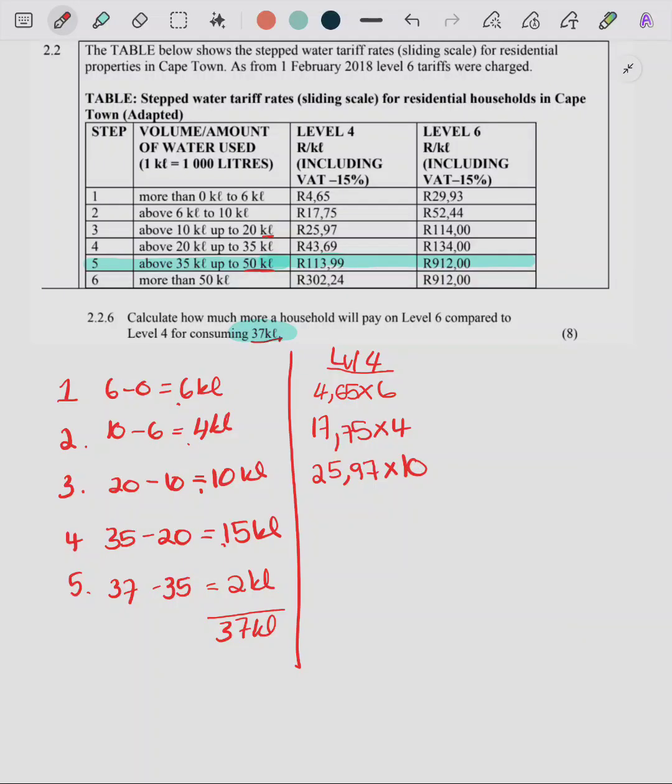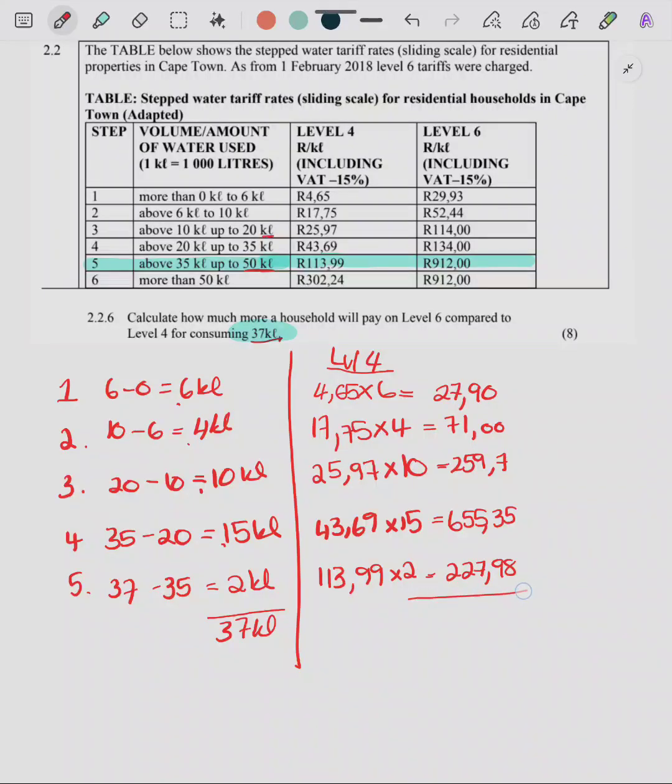Step number 4, and I'm just reading this off the table here. I'm looking here at step number 4, 43.69, so I'm going to go 43,69 times by 15, and the last one, 113,99, and I'm timesing it by 2. Then we're going to do each of those in a calculator and get an answer, and I'll do that very quickly off screen.